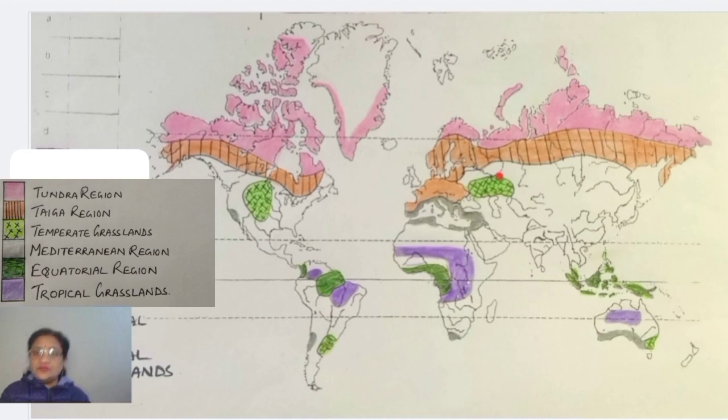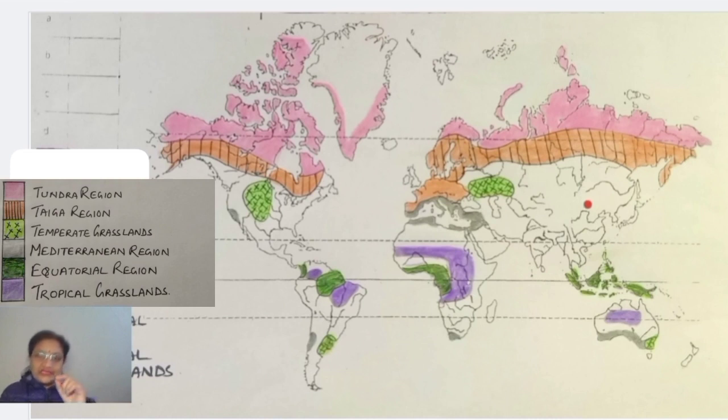Now move to Eurasia. Especially in Europe only it will be found, right? Not in Asia. Now, which areas are covered under this? You can see here. This is the area that is just in the north of the Caspian and Black Sea. This is the region colored by green with small cross marks. This is the third region for the temperate grasslands.